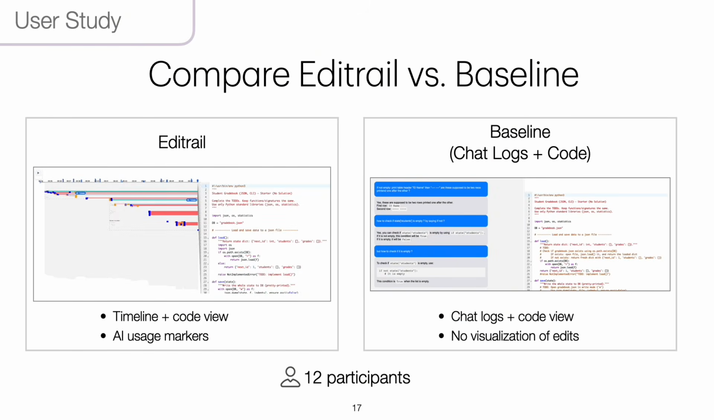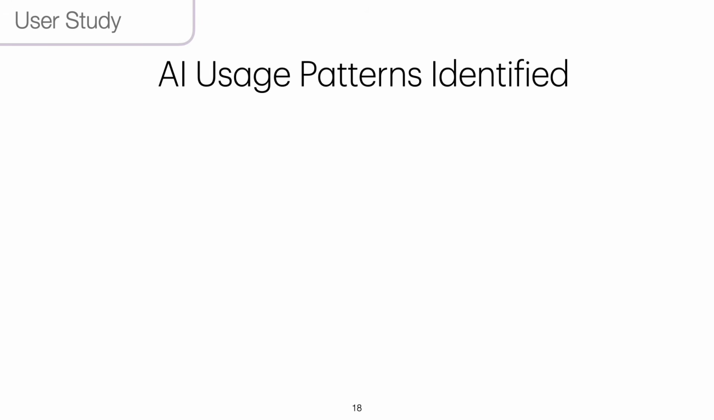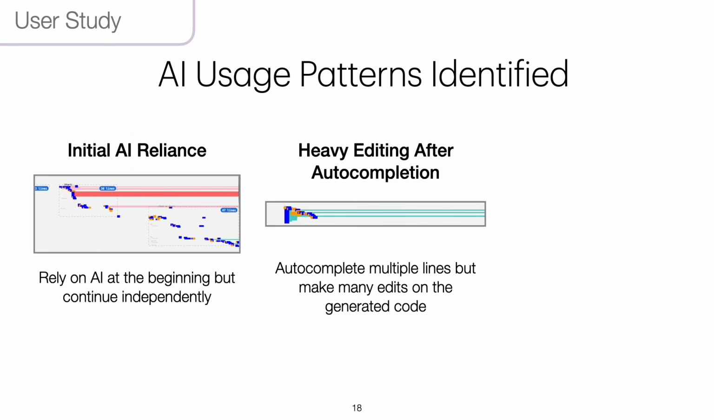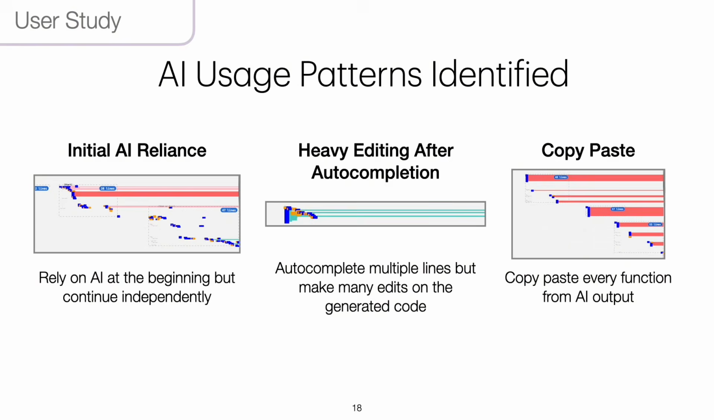We ran a study with 12 participants, comparing Editrail with a baseline that only showed chat logs and code. We used real student data with samples ranging from 100 to 300 lines of code. With Editrail, instructors could identify distinct AI usage patterns. For instance, some students rely on AI at the beginning but worked independently later. Others accepted auto-completions but heavily edited the code, and some copied and pasted entire functions from AI outputs.